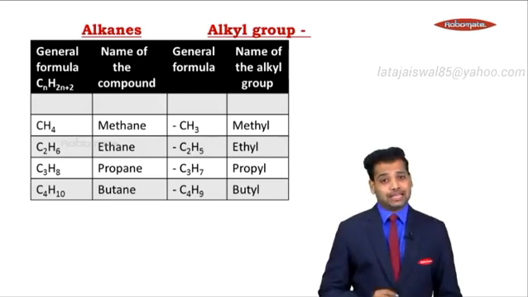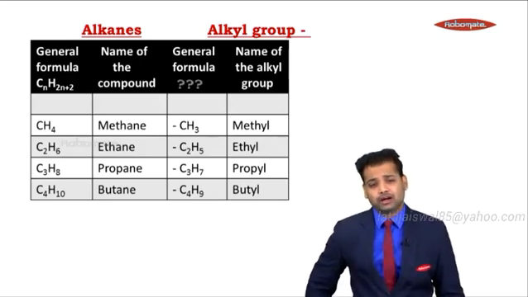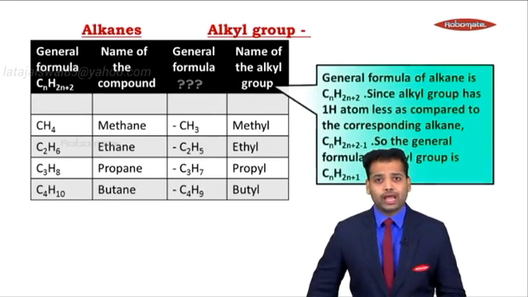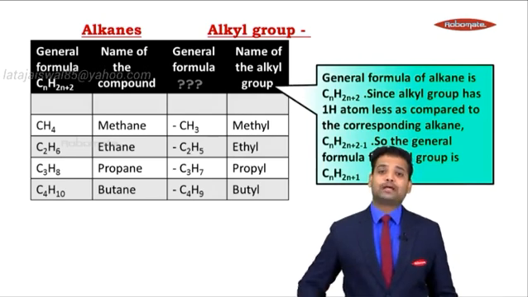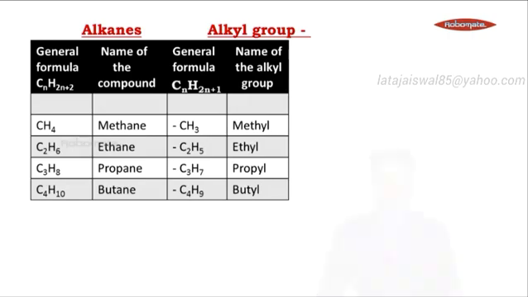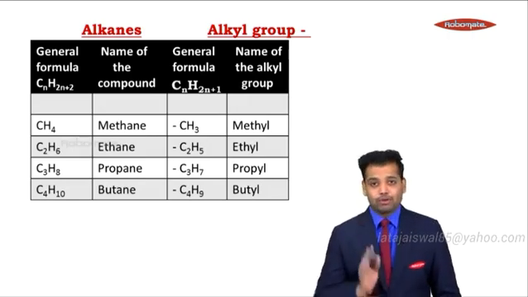Now you can ask, what is the general formula then, sir? Very simple. Alkane is CnH2n plus 2, right? Remove 1 hydrogen. Since alkyl group has 1 hydrogen less as compared to the corresponding alkane, CnH2n plus 2 minus 1. So the general formula of the alkyl group is CnH2n plus 1. So this is how methyl, ethyl, propyl, butyl are formed.